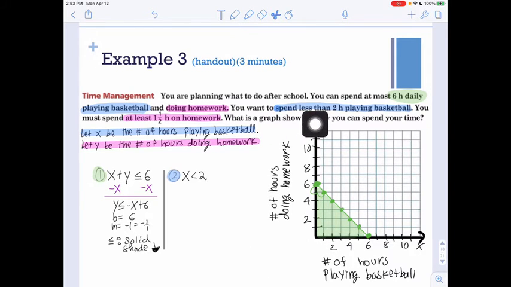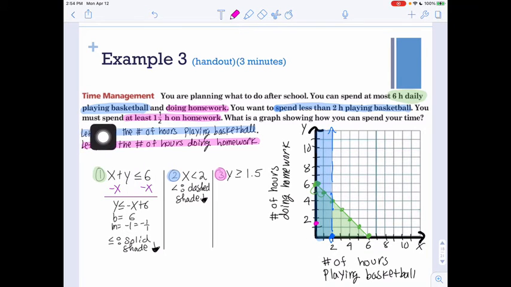Since we want to spend less than 2 hours playing basketball, and x represents the number of hours playing basketball, it says we want to spend specifically less than 2 hours, so we're going to use the less than symbol. So we'll have x is less than 2. Since we have the less than symbol, we are going to have a dashed line going through x equals 2, so it'll be perpendicular to the x-axis, and we're going to shade down. Shading down for this inequality means we're going to shade to the left because the numbers that are less than 2 would be to the left of 2.